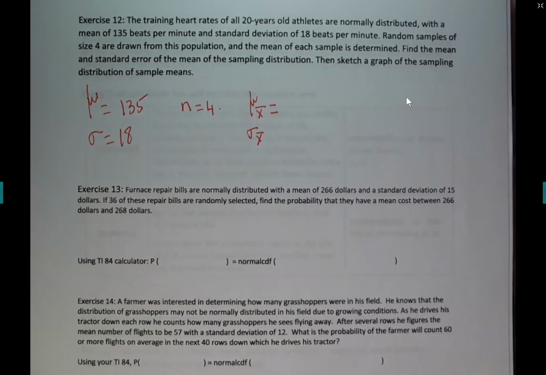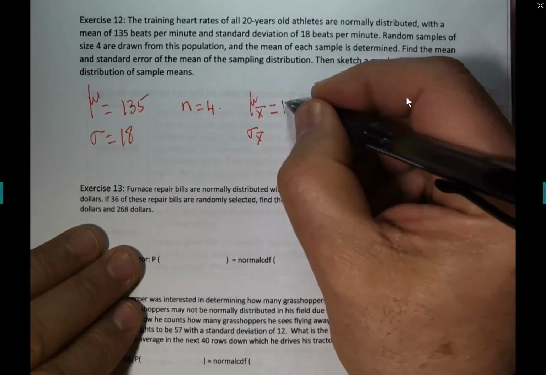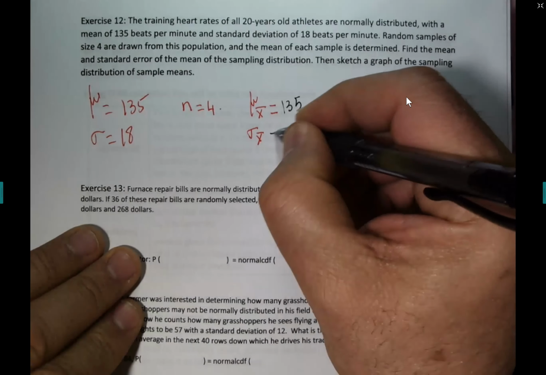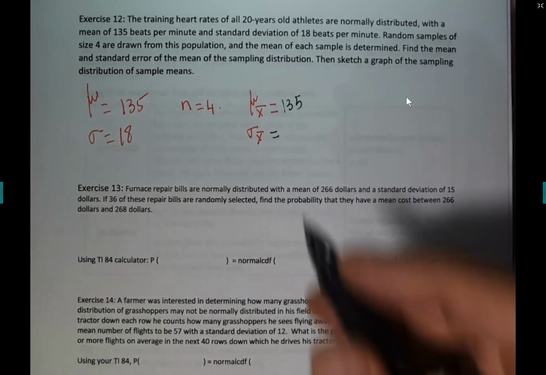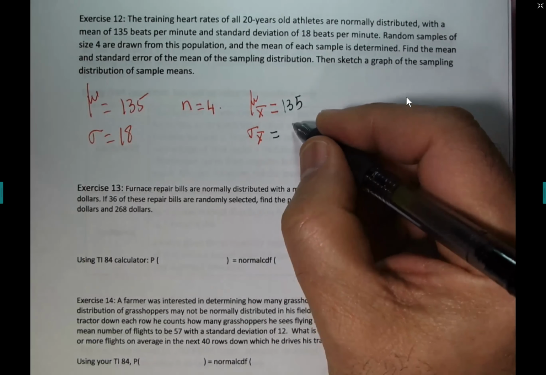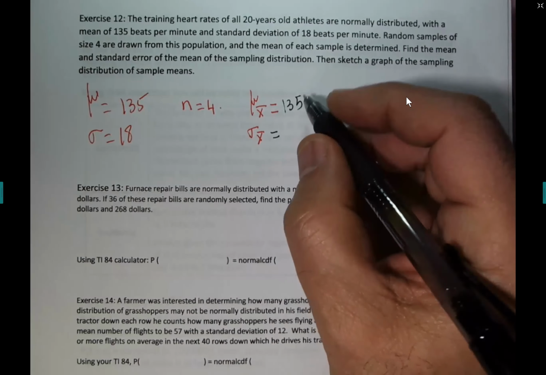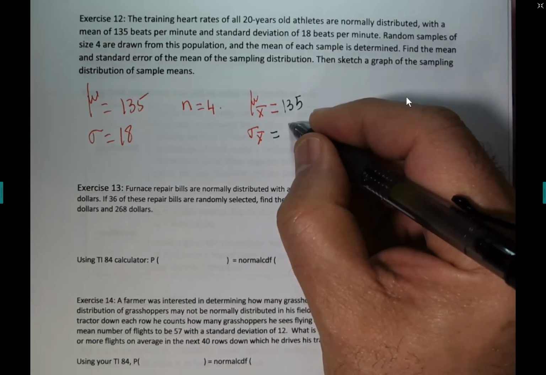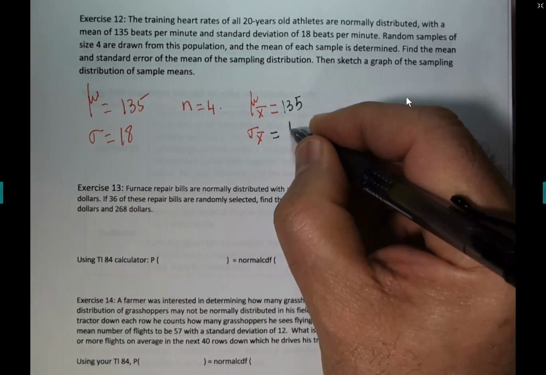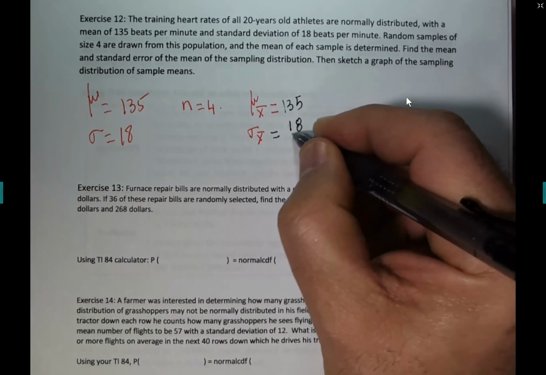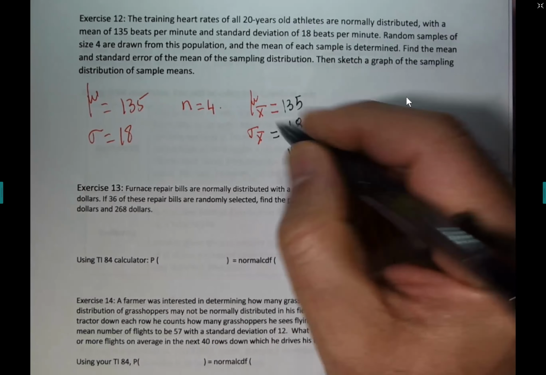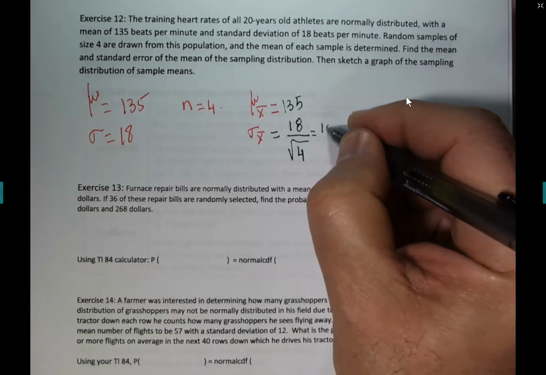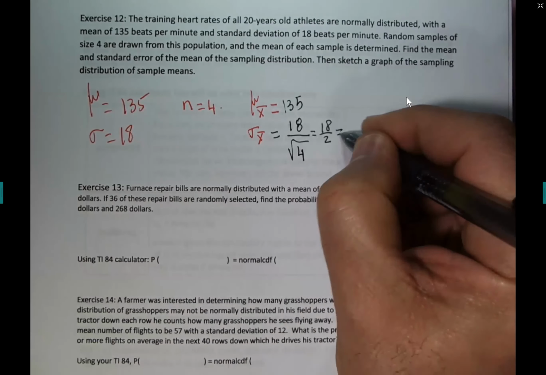135 according to the theorem. And I didn't make it up, guys. You watched the applet and you saw the results. And what's sigma of X bar? It will be what? Who can give me the fraction? What would that be? Is it 18 divided by the square root of 4? Exactly. Which is 18 divided by 2, which is 9.